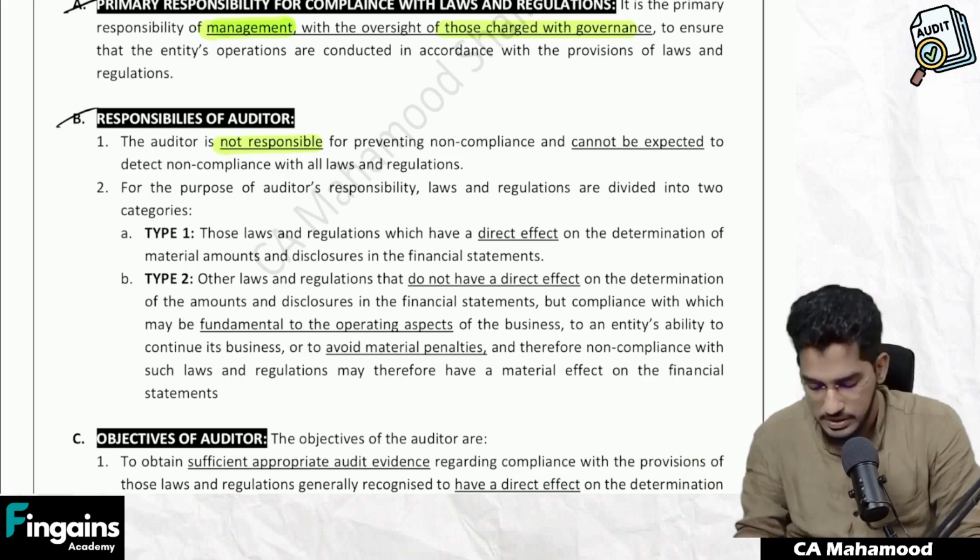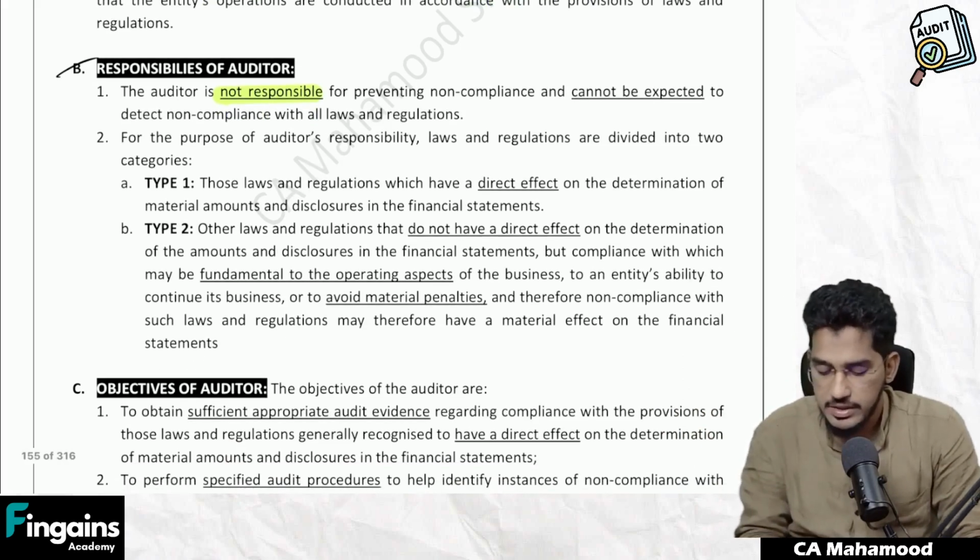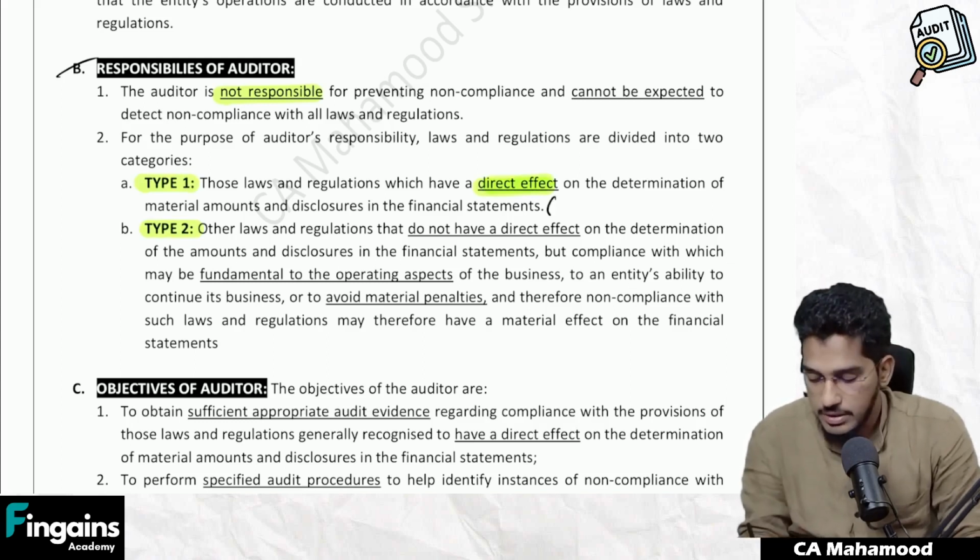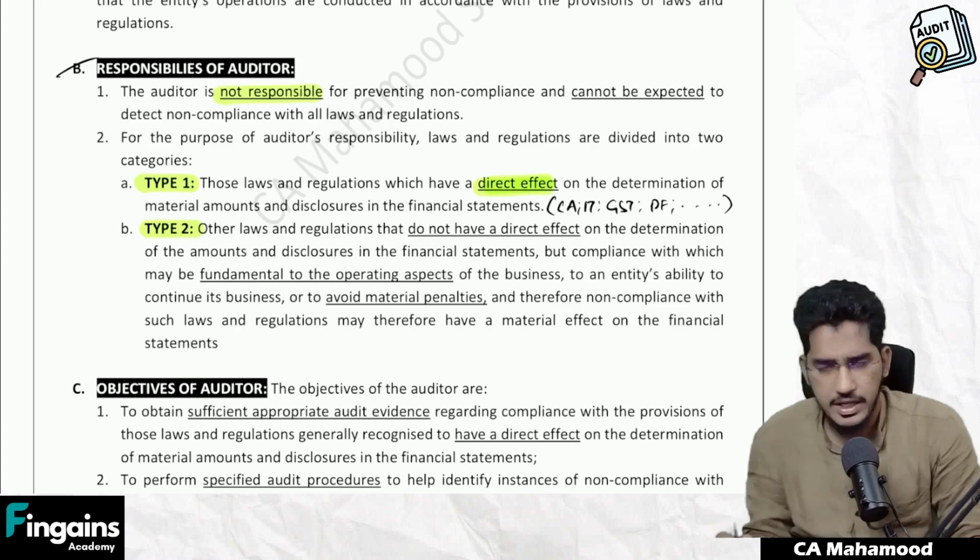For the purpose of the auditor's responsibility, laws and regulations are divided into two categories. What are they? Type 1 and Type 2. Type 1: those laws and regulations which have a direct effect on the determination of amounts and disclosures in the financial statements. Examples: Companies Act, Income Tax Act, GST Act, PF Act. So you can keep on adding here.